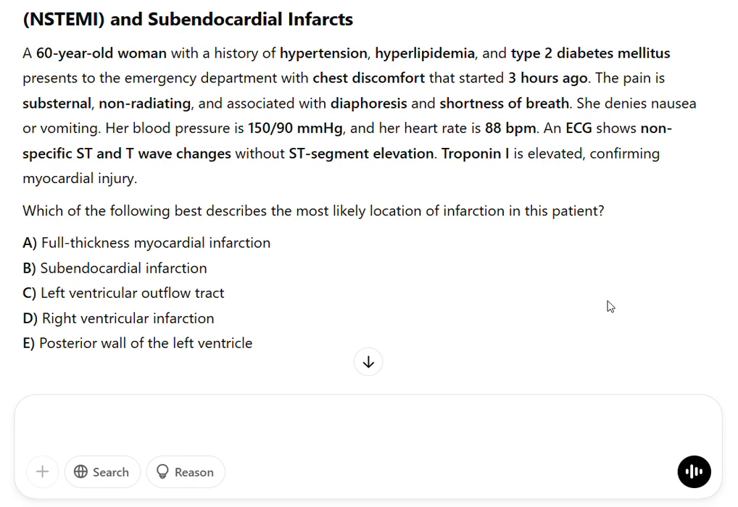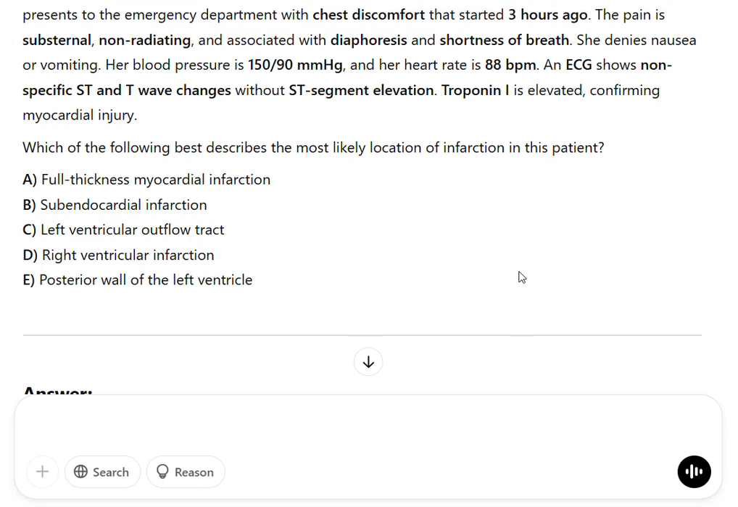A. Full-thickness myocardial infarction. B. Subendocardial infarction. C. Left ventricular outflow tract. D. Right ventricular infarction. E. Posterior wall of the left ventricle. Answer: B. Subendocardial infarction.